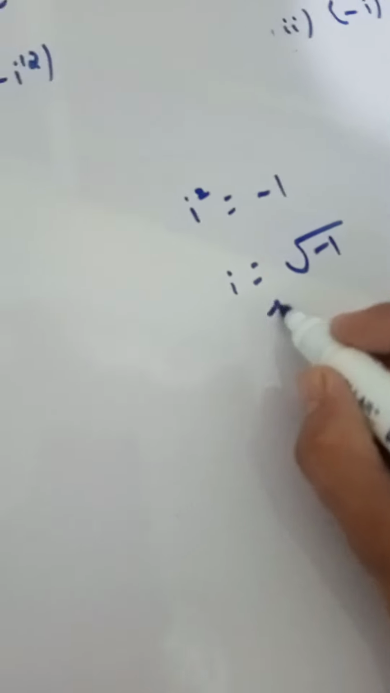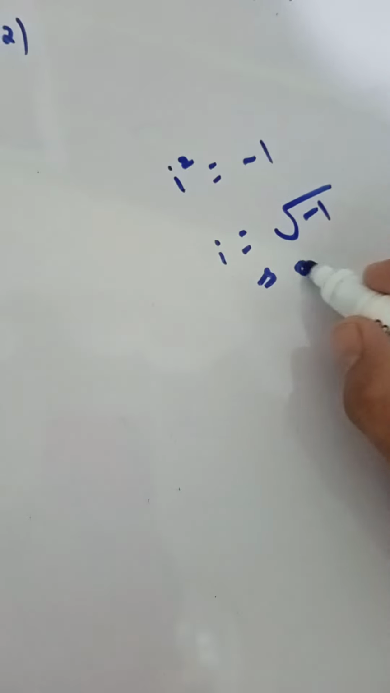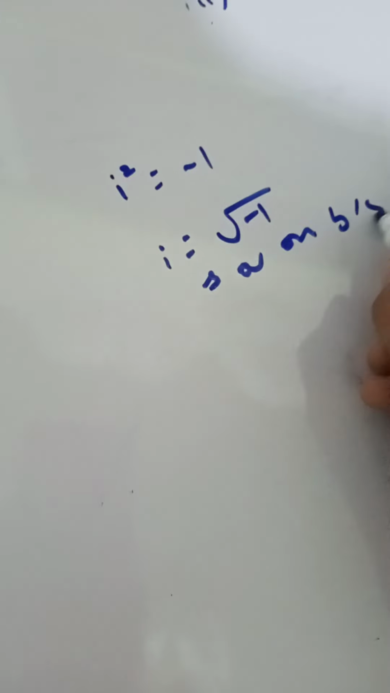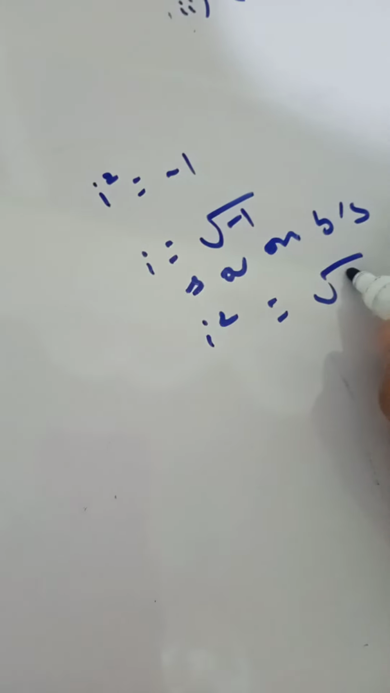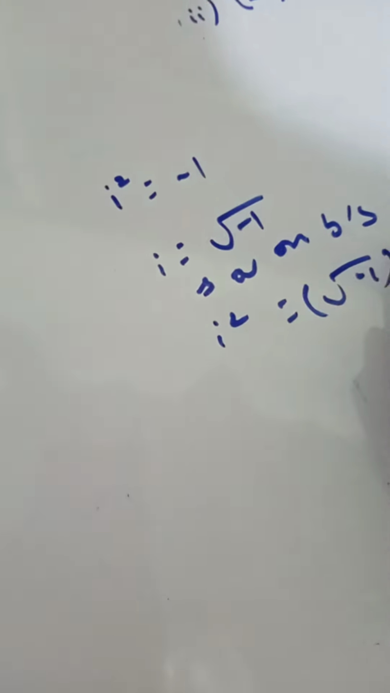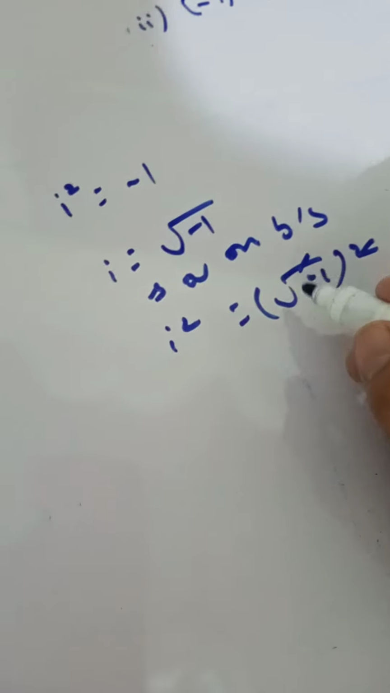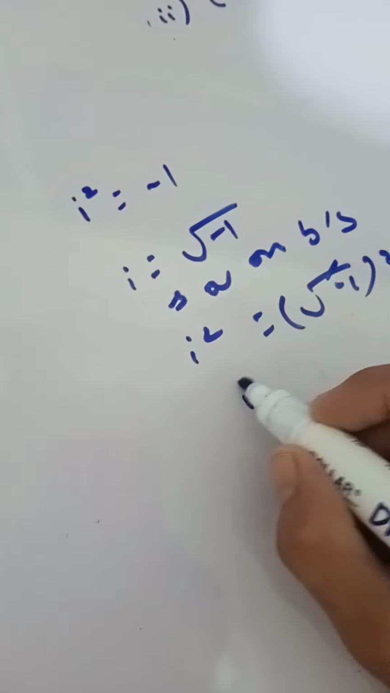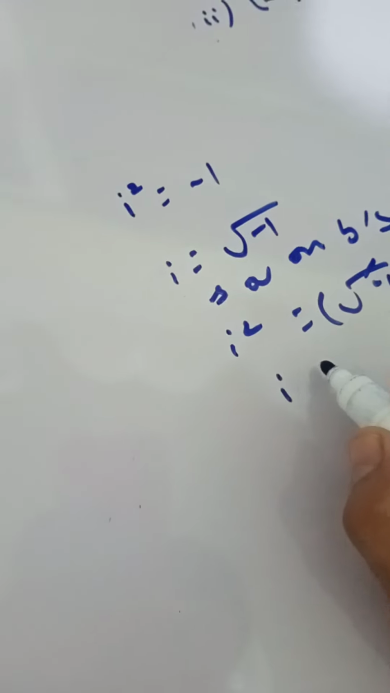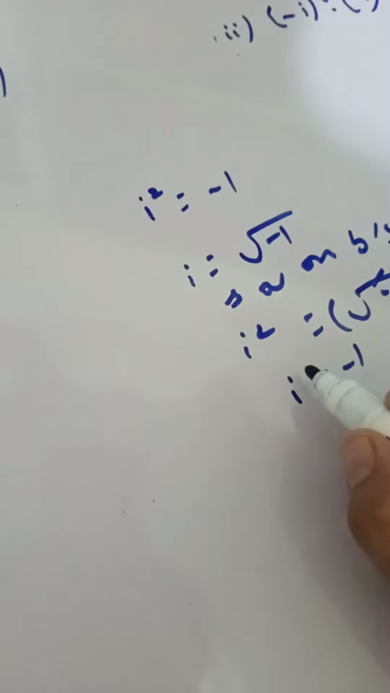After squaring on both sides, it will be iota square is equal to minus 1 square. Because of the square, the radical will be cancelled and there will be iota is equal to minus 1, so that's why we say iota square is equal to minus 1. Now let's do these questions by this formula.